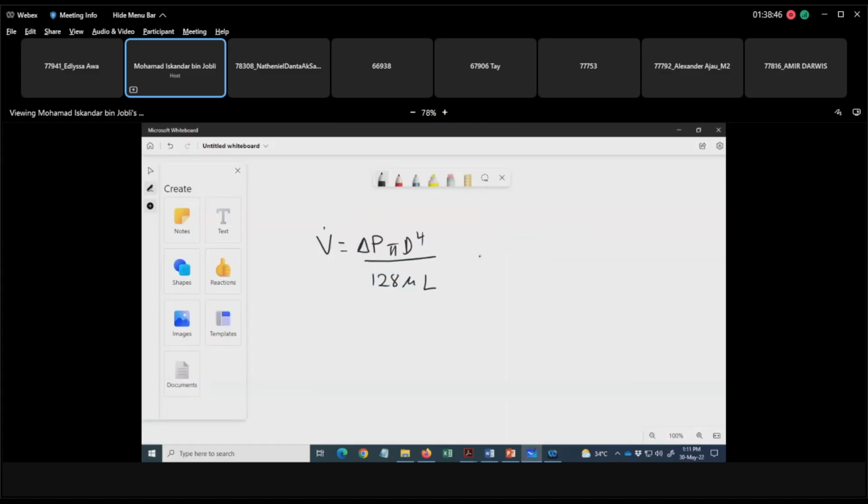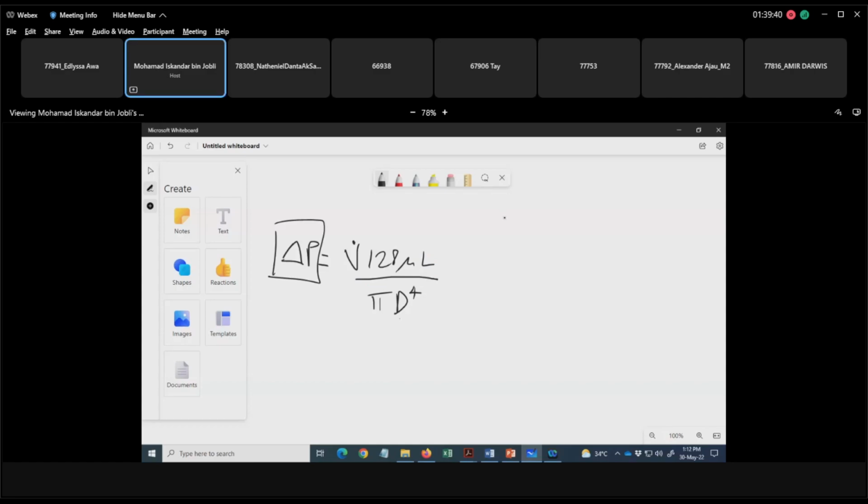Now, if you rewrite this, you have delta P as a function of V dot times 128 mu L over pi d to the power 4. So this is the change of pressure, or the pressure loss. Pressure loss is a function of the volume flow rate, the viscosity, the length of the pipe, and pi d to the power 4.